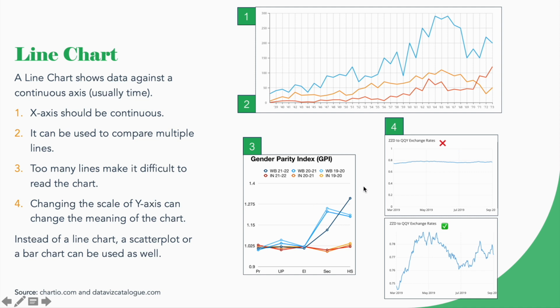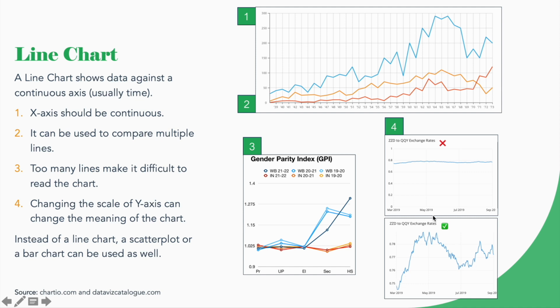And lastly, changing the y-axis can change the meaning of the chart altogether. You see here, this is a currency exchange chart. It shows the currency exchange rate from this ZZD currency to QQY. And as you can see, from March 2019 till September 2020, there is a significant increase and decrease. That's what it looks like, because the y-axis has been chosen as 0.75 to 0.78, right? Or you could say 0.74 to 0.79. And you can see between that narrow range, the value has changed quite significantly.